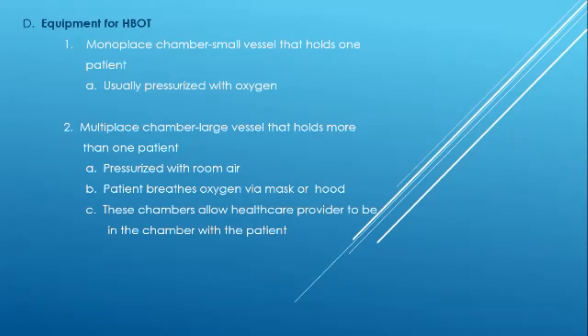So the monoplace is a small vessel that holds one patient and is pressurized with oxygen. The multiplace chamber is a large vessel, looks like a submarine, and it holds more than one patient. It's pressurized with room air, and the patient breathes oxygen via a mask or a hood, okay?